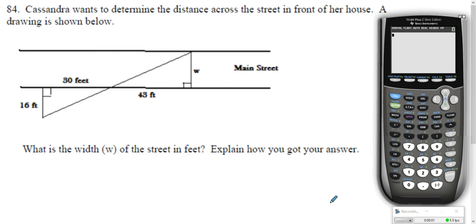Geometry in construction, unit number 1, problem number 84. Cassandra wants to determine the distance across the street in front of her house. A drawing is shown below.